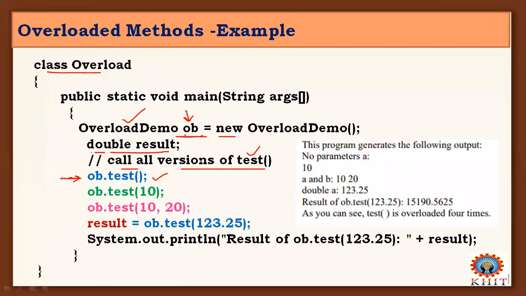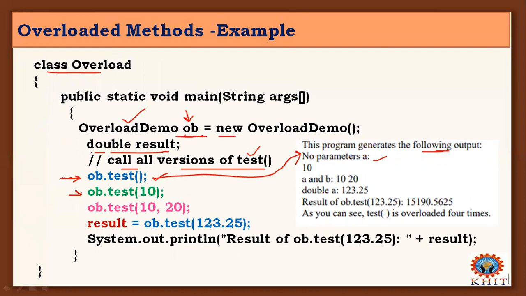So this method call displays on the screen. This is the output generated by this program. What is it displaying on the screen? No parameters. So that is the statement. Then execute the next method call.